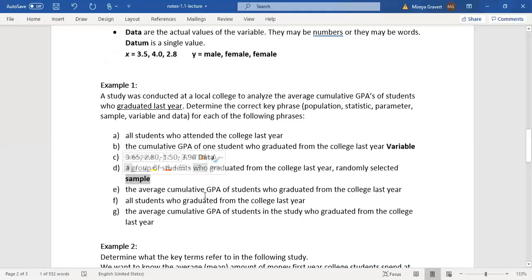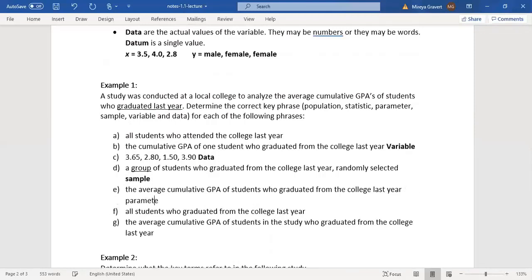Average cumulative GPA of students who graduated from college last year. So average is a number, and the number is coming from the students who graduated. So if it's a number that comes from the population, that is a parameter.